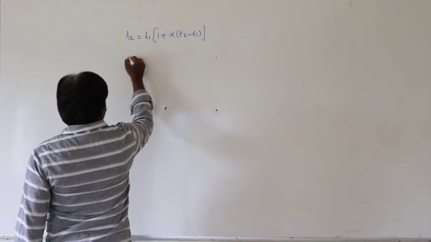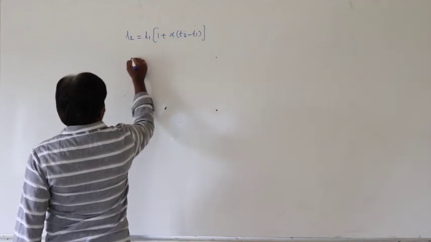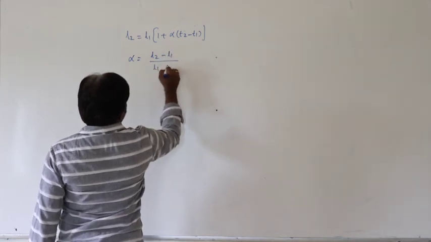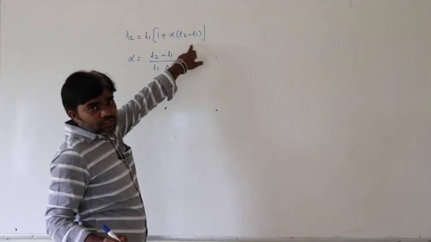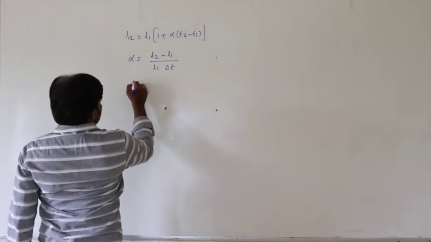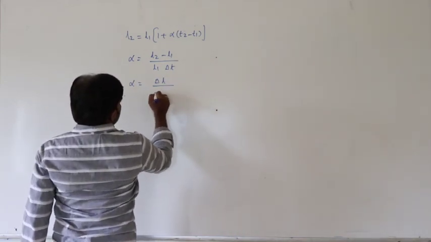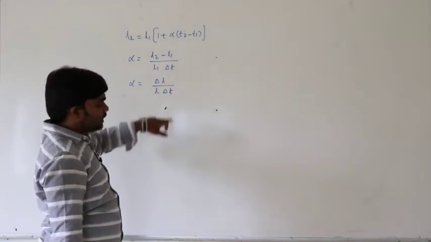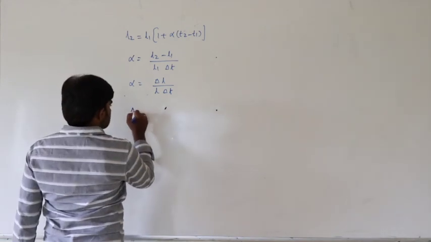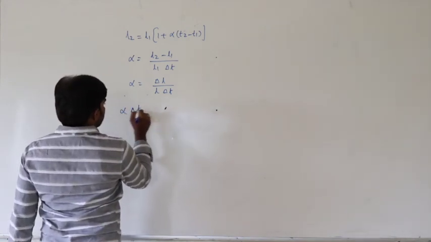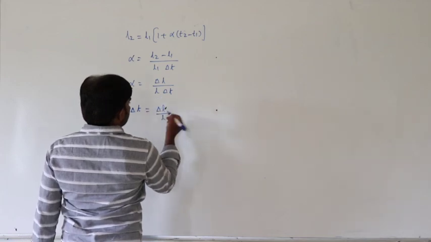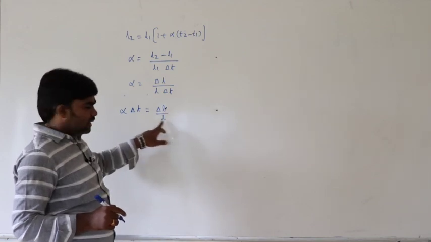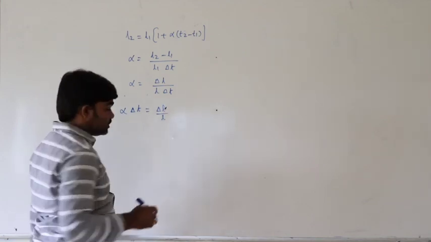Or alpha is equal to L2 minus L1 by L1 into delta T. Delta T in the sense T2 minus T1. So here also we can write it as delta L by L delta T. Alpha is equal to delta L by L delta T. So from this, alpha delta T is equal to delta L by L. So this is the fractional change. Delta L by L is equal to alpha delta T, that is the fractional change.